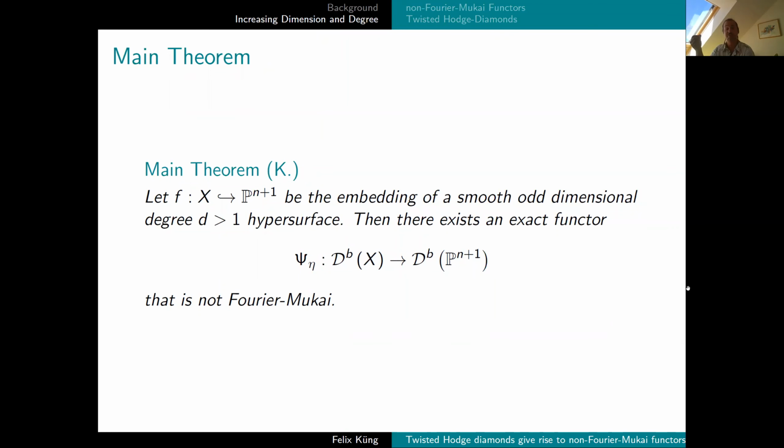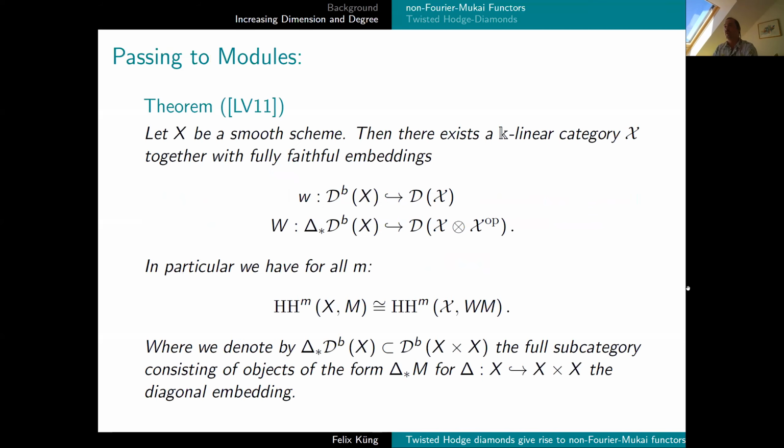If we take a smooth odd-dimensional degree d hypersurface, then there is an exact functor that is non-Fourier-Mukai. Now, the odd dimension is something really intriguing. I proved this, but let's first talk about how you actually construct non-Fourier-Mukai functors. So how does one go about that?